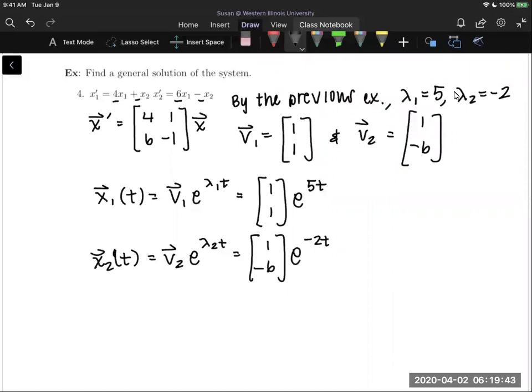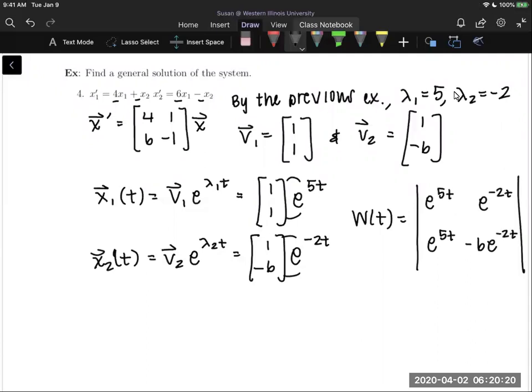Next, we would like to identify if they're linearly independent, because we can't just take a linear combination of these unless we know they're linearly independent. So we can dump these guys into the Wronskian. And remember, the Wronskian is the determinant of the matrix formed by taking these two solutions and entering them as columns. So I'm going to distribute my exponential in, and write it as e to the 5t, e to the 5t, e to the -2t, and -6 e to the -2t.